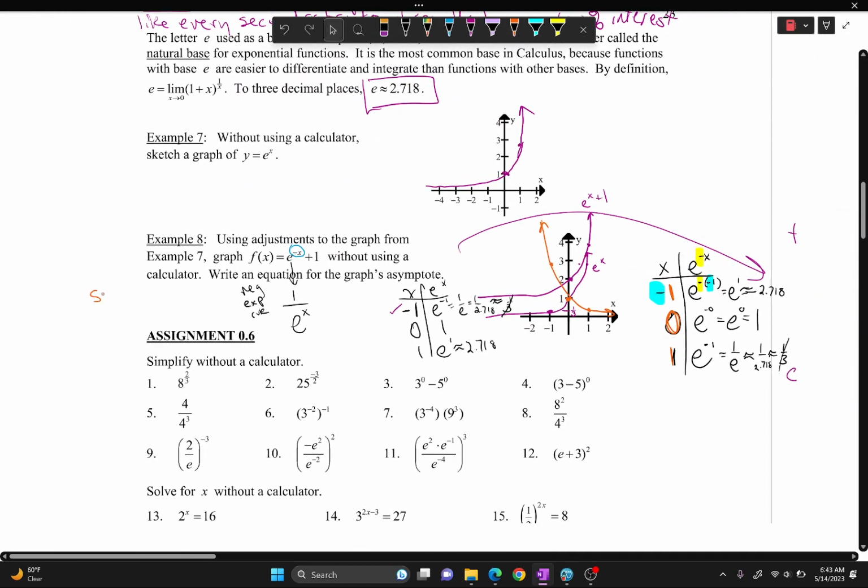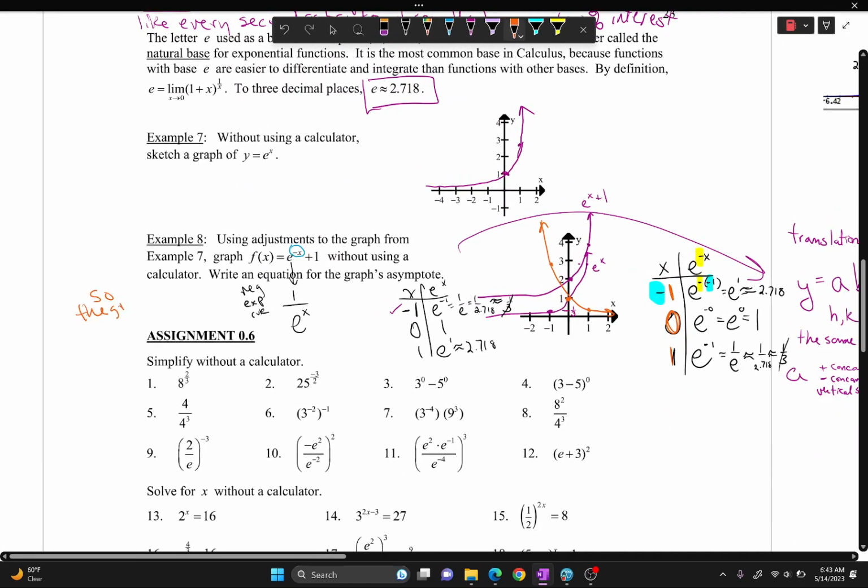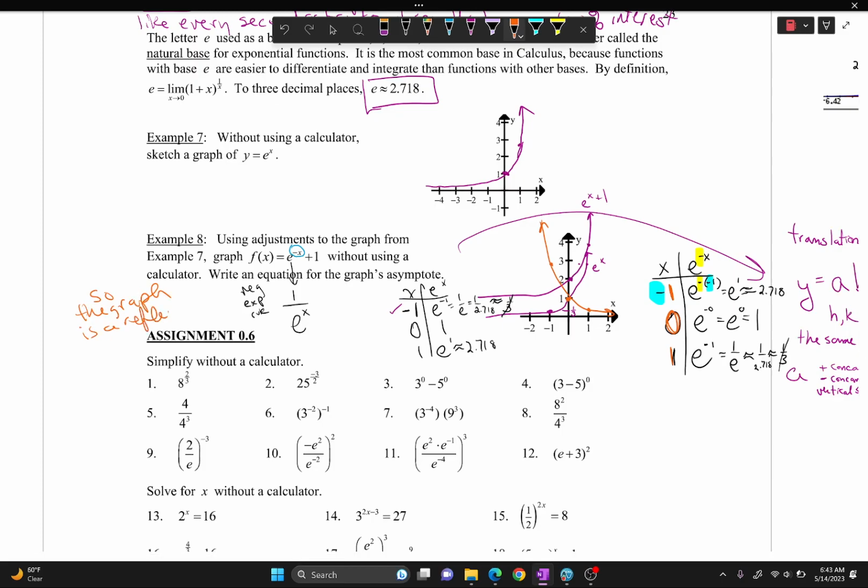So the graph is a reflection across the x-axis. Y-axis, my bad. Y-axis. And notice it is also now a decay function. Now it is a decay function.